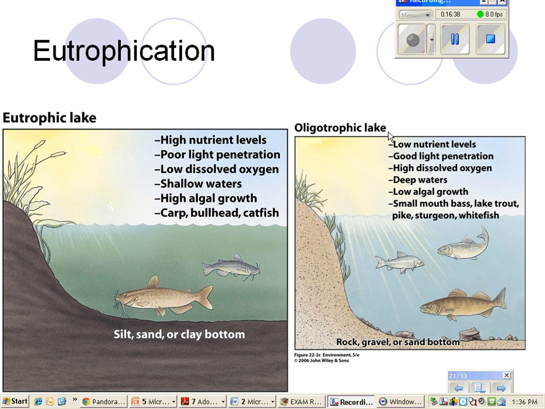Compared to our oligotrophic lake, oligotrophic is clean, clear, pristine, with lots of light penetration and low nutrients. Again, when we're talking about nutrients, we're talking about phosphate and nitrate, or plant nutrients. And so you can see the main cause here would be the runoff from agricultural land from fertilizers.